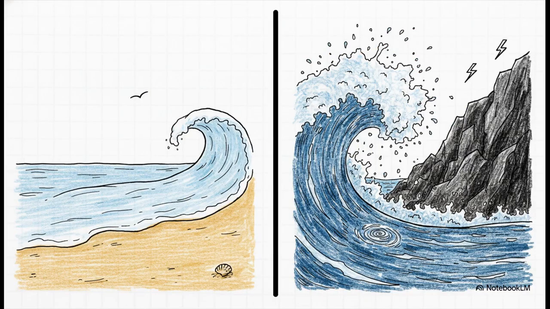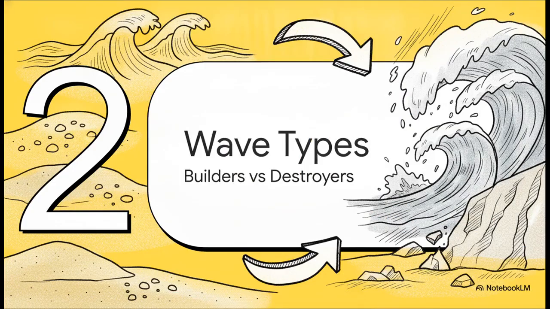Now, depending on how much of that wind energy actually gets transferred and what happens when that energy finally smacks into the shoreline, we classify waves into 2 main camps: constructive and destructive. This dichotomy is basically the foundation of everything else we're going to cover today. Section 2. Constructive versus destructive waves.